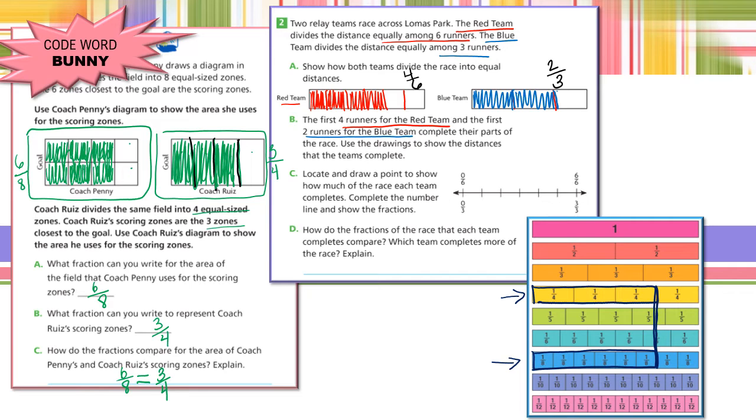So before we look at the questions on the bottom, which runner has to go a further distance? The runners on the red team or the runners on the blue team? That's right, the runners on the blue team, they each travel a bigger distance than the runners on the red team.